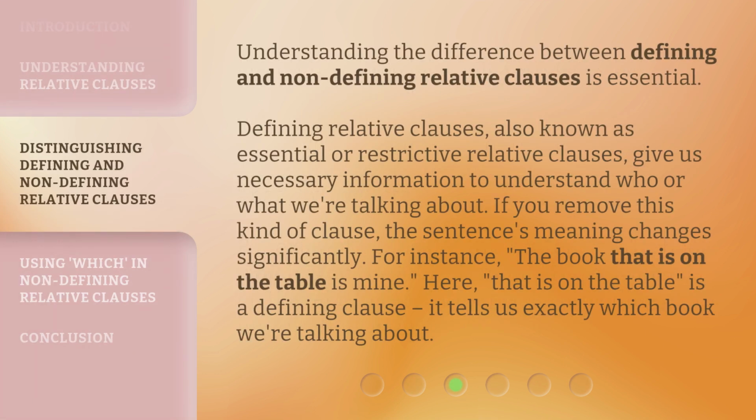Understanding the difference between defining and non-defining relative clauses is essential. Defining relative clauses, also known as essential or restrictive relative clauses, give us necessary information to understand who or what we're talking about. If you remove this kind of clause, the sentence's meaning changes significantly. For instance, the book that is on the table is mine. Here, that is on the table, is a defining clause. It tells us exactly which book we're talking about.